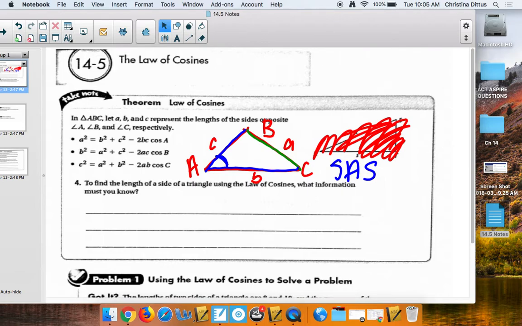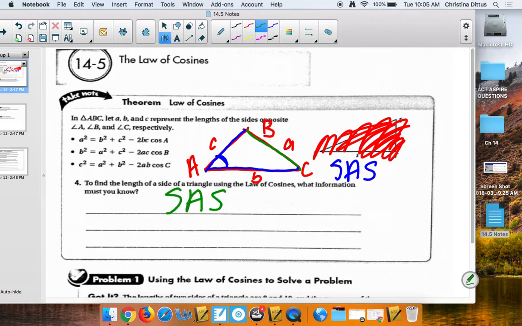Anywho, number 4 is an important question. It says to find the length of a side of a triangle using law of cosines, what information must you know? Well, what did we just say we have to know? Side, angle, side. Don't forget that means my angle has to be between my 2 sides. I can't have this angle over here, that's not helpful. Our angle has to be between our 2 sides.